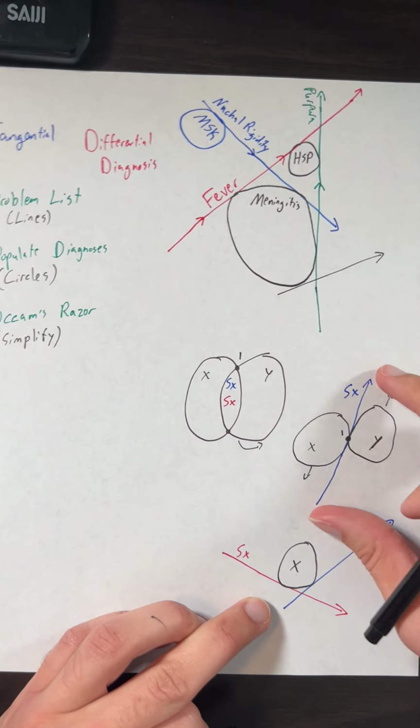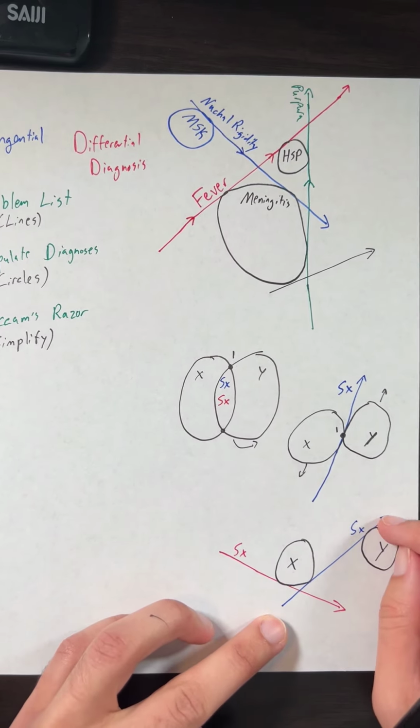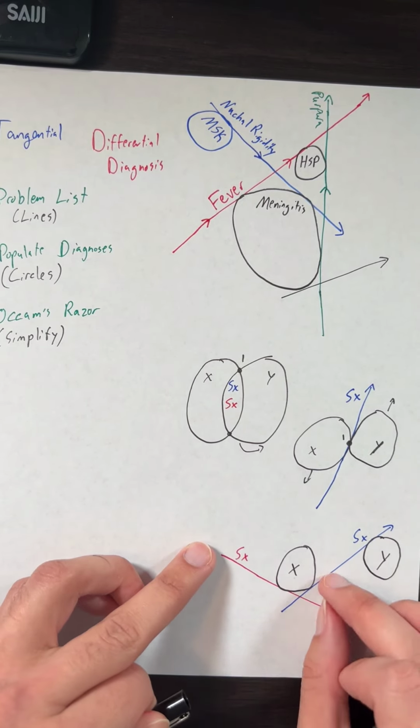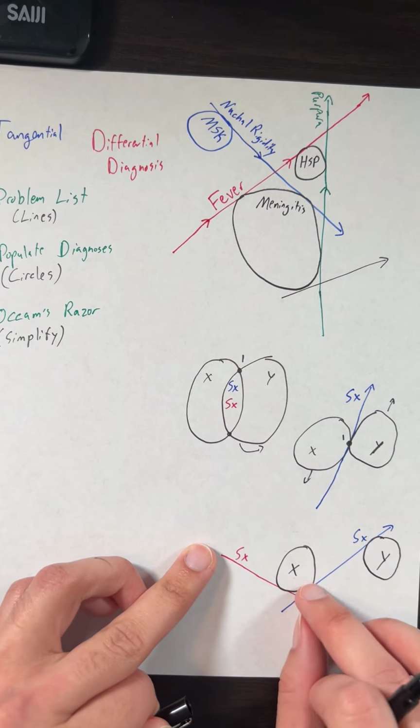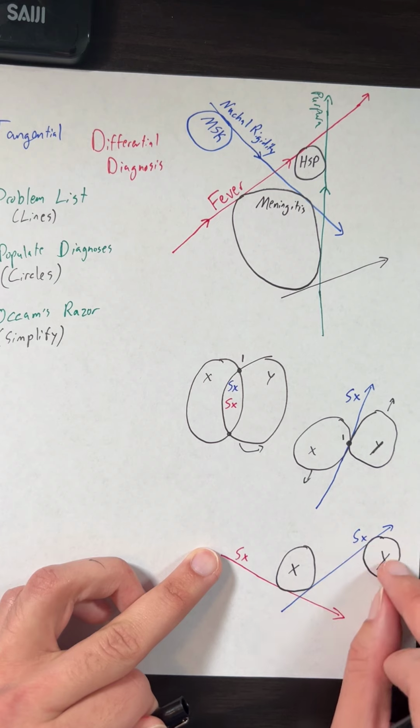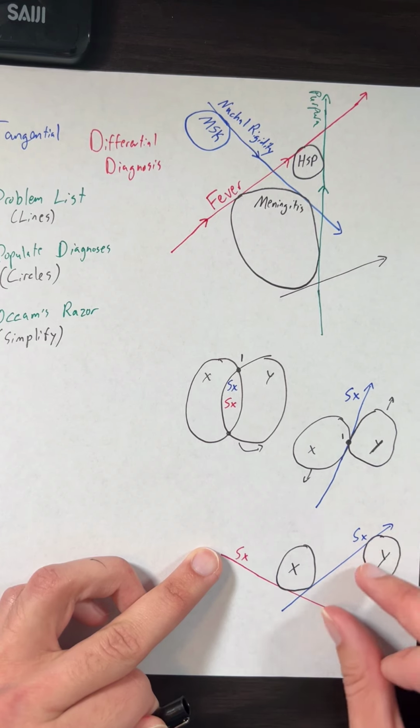Now, what we can do is we can take this symptom, and this is the line for this entire symptom, and then we can add on from the problem list another symptom over here. And we can see, okay, do these symptoms intersect at X? Yes. Okay. Do they intersect at Y? No. So this symptom is distinct for Y, this is distinct for this.